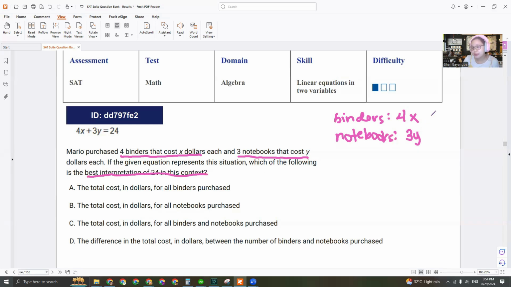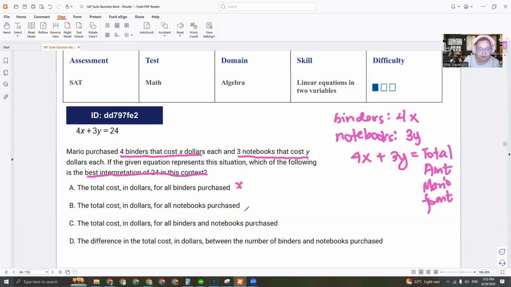This is the total amount for binders and this is the total amount for notebooks. So what is their sum? What does their sum represent? Their sum represents the total amount that Mario spent, correct? So that's basically $24. So the best way to understand 24 in this context is that it's the total cost for purchasing all 7 items. So let's go ahead and look for that.